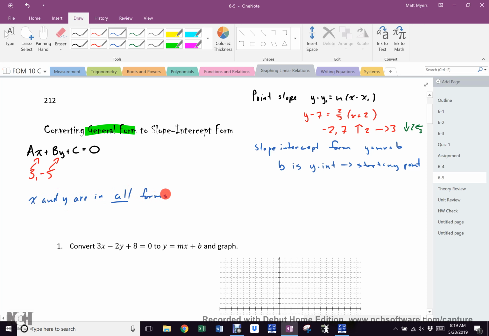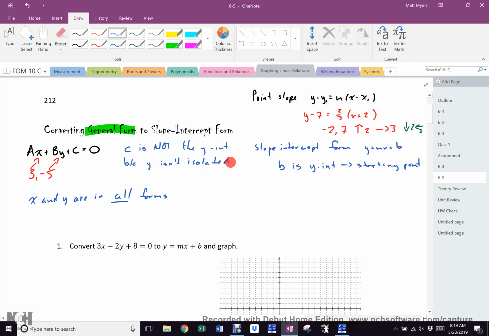Now here's a mistake kids always make. B is a constant, isn't it? It's just a number, right? Is C a constant? Yeah, it's just a number, isn't it? Is C your y-intercept? No. Why not? Right. C is not the y-intercept because y isn't isolated.